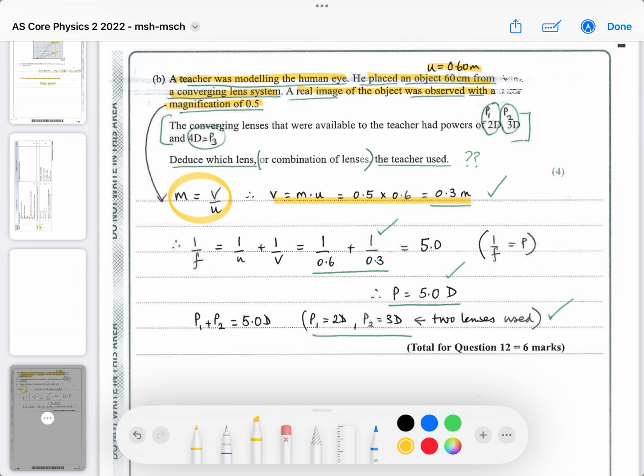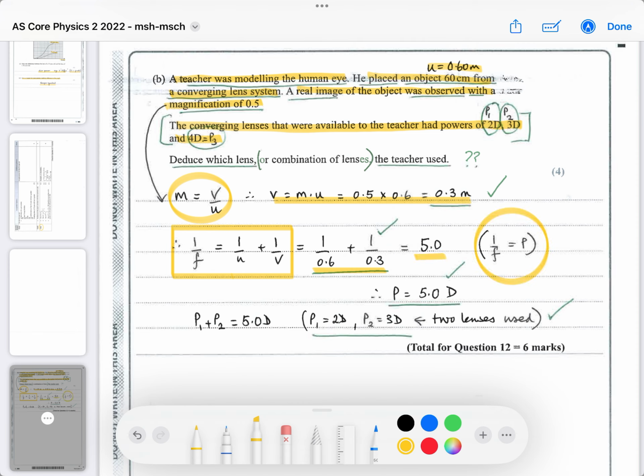And the teacher had converging lenses available to him of 2D, 3D, and 4D powers. So I'll call them power 1, power 2, and power 3. So once we know U and V, we can then use this lens equation to work out the power, which is 1 over F, and you don't need to then work out F, because 1 over F is the power.